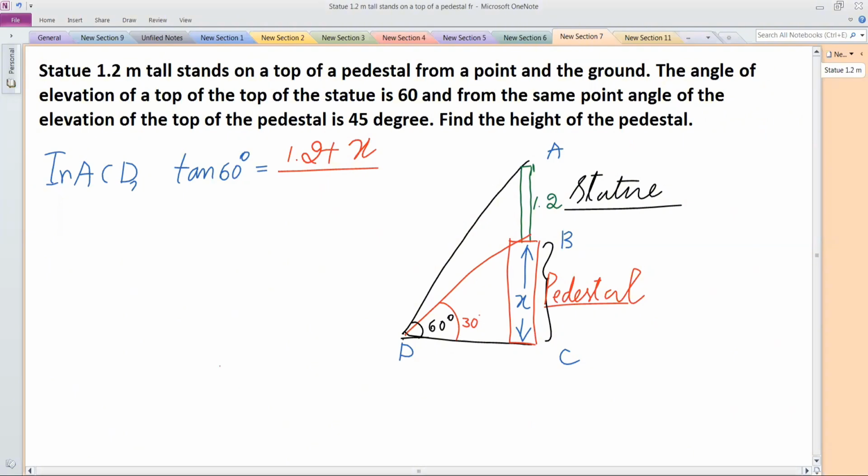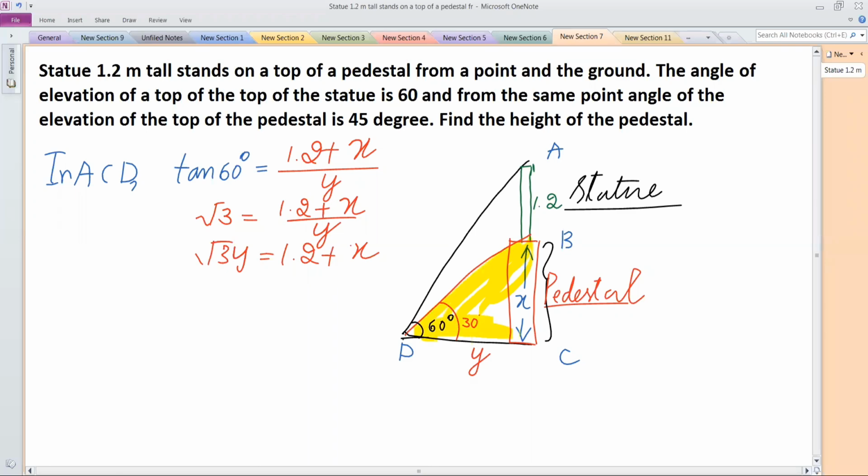Next, what is this one here? We don't know, no? That also we shall consider as y. Here we have got two unknown terms, but both can be found. This is y. So you already know that tan 60 is root 3, which equals (1.2 plus x) by y. Root 3 y will be equal to 1.2 plus x. Let me equate later.